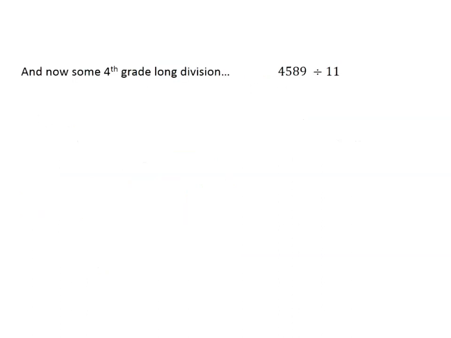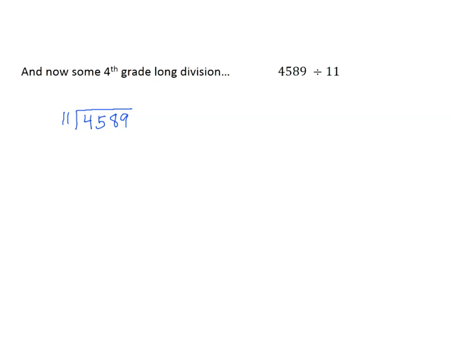So now before we look at dividing by more than one term, I want to bring you back to 4th grade. And in 4th grade, that's most likely where you learned how to do long division. So if you had to do 4,589 divided by 11, it would look something like this. The 11 goes on the outside of the little division house, and the 4,589 goes on the inside.